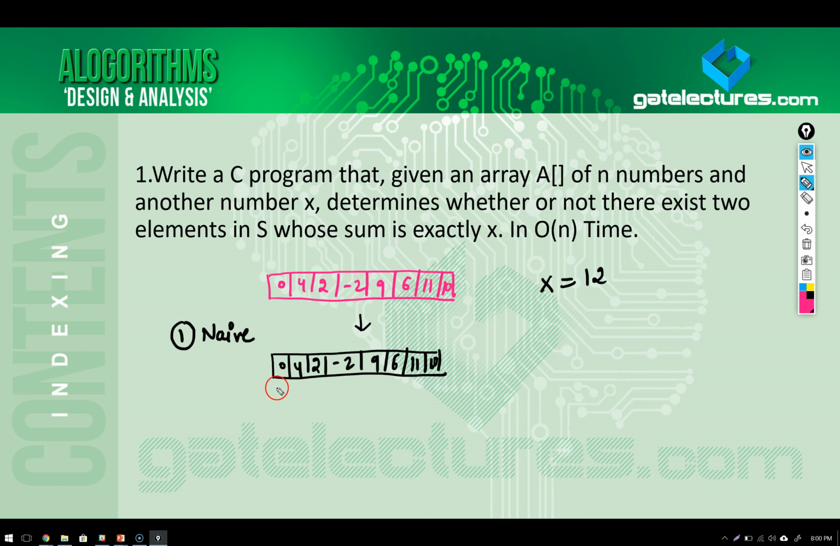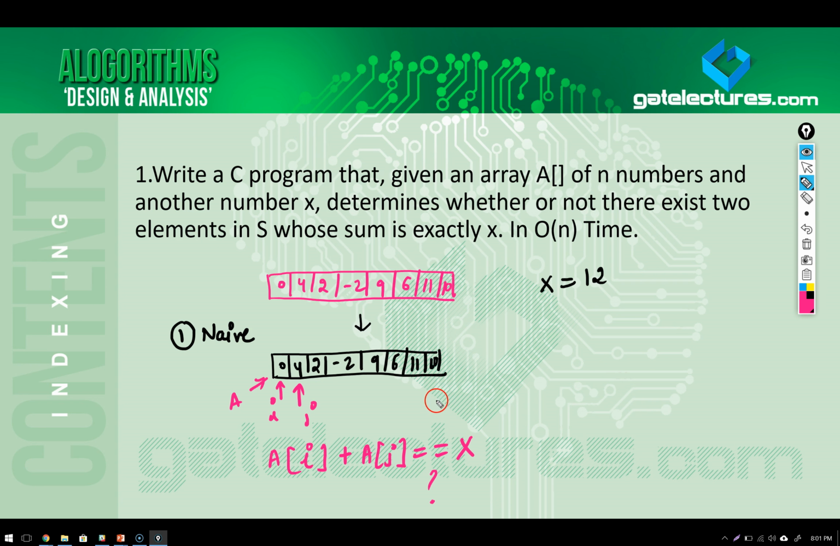Now in case of the naive algorithm, we are going to take two variables i and j. We are going to add the data which is present in both the locations, i and j. If this array is A, we check the data present in A[i] plus the data present in A[j], and check whether this is equivalent to the number x or not. If it is not equivalent, then we are going to increment j until we find the solution, and if j cannot find the solution, then we are going to increment the value of i.